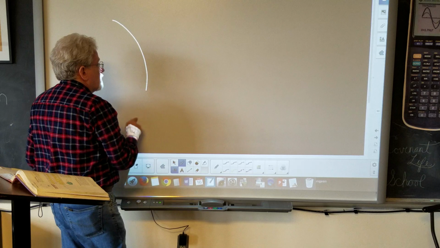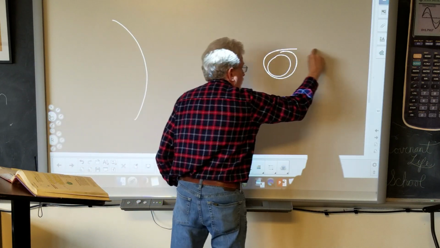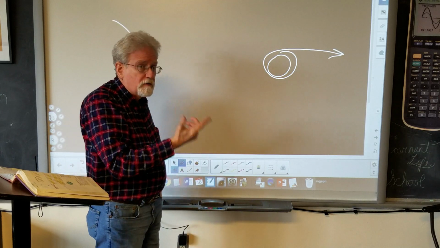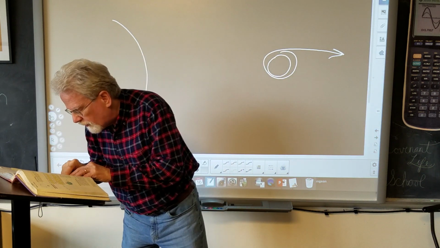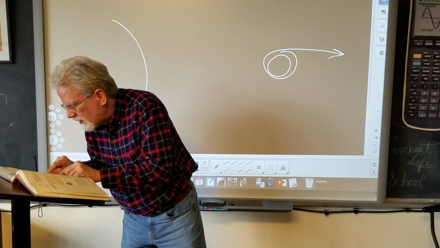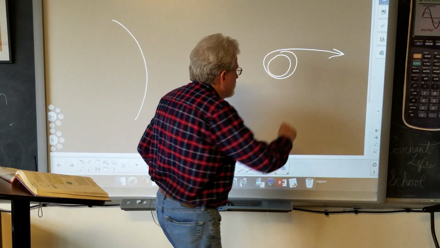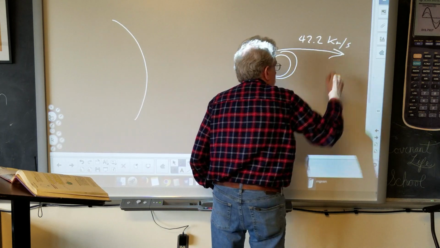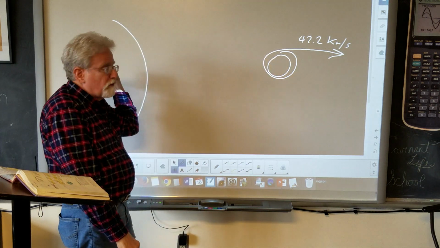If this is the sun and this is the Earth, and you want to escape from Earth and also escape from the sun and leave the solar system, that requires 42.2 kilometers per second. It's more because we are also trying to get away from the sun, not just away from the Earth.